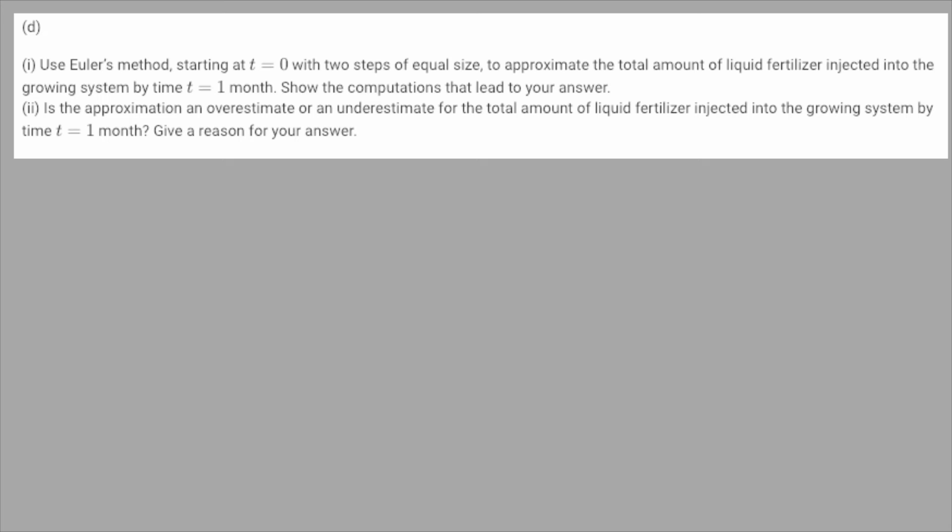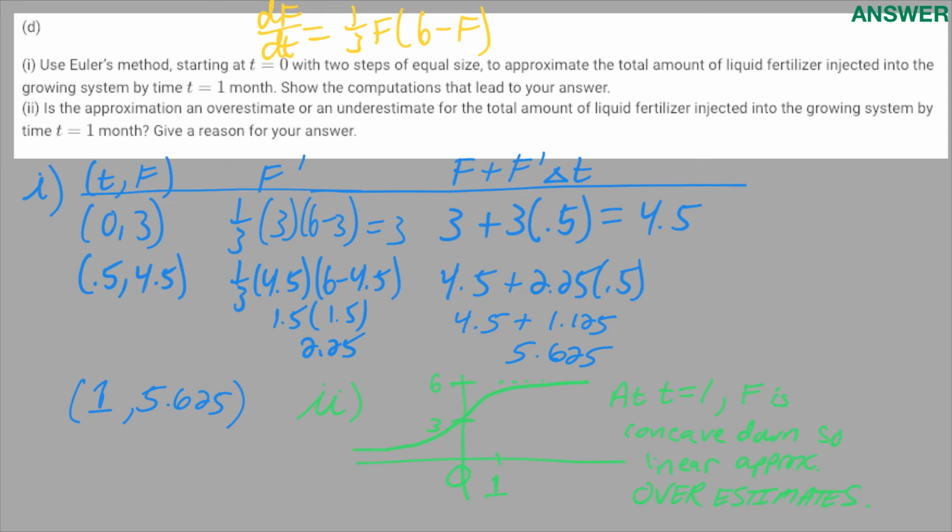And then finally, you were asked to do two things in Part D. Use Euler's method to make a prediction at time t equals 1 month, and then state whether your approximation is an overestimate or an underestimate. Euler's method questions are very common on an AP test, and they'll give you partial credit as long as you set up your Euler's method correctly. So set up a table, start with an ordered pair, calculate the slope at a certain point, and then calculate the new y value by saying, take the old y value, add on the slope times the time increment, or the delta x increment, and that becomes your new y value.